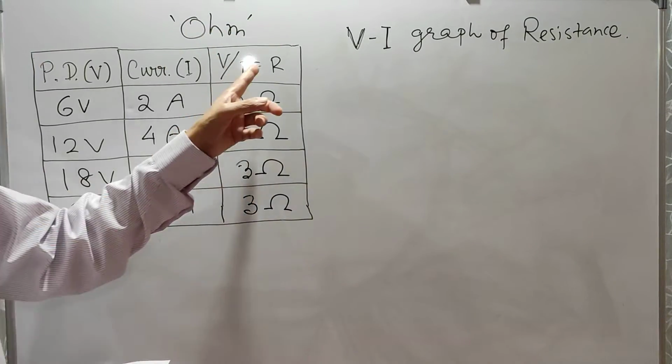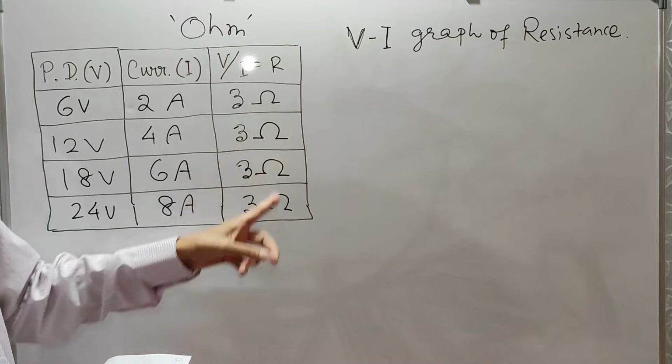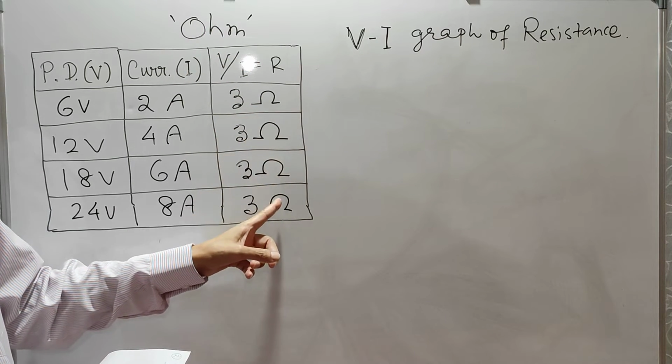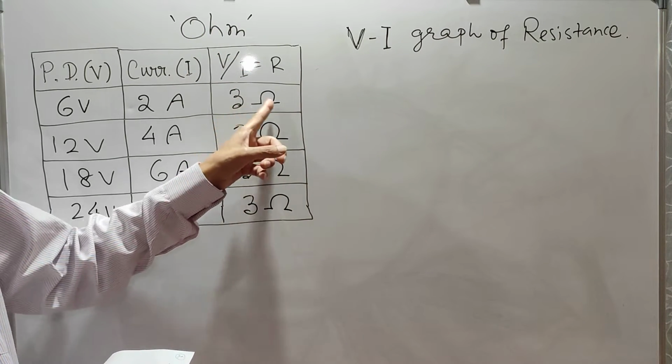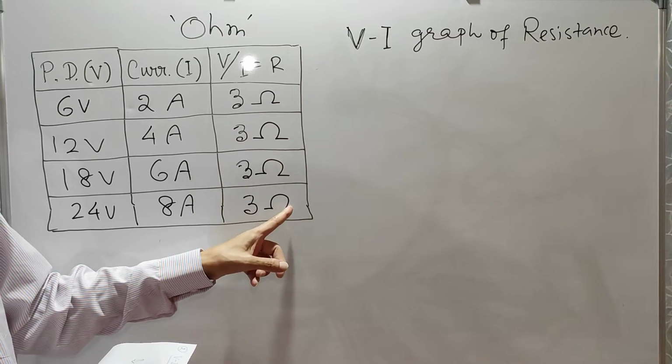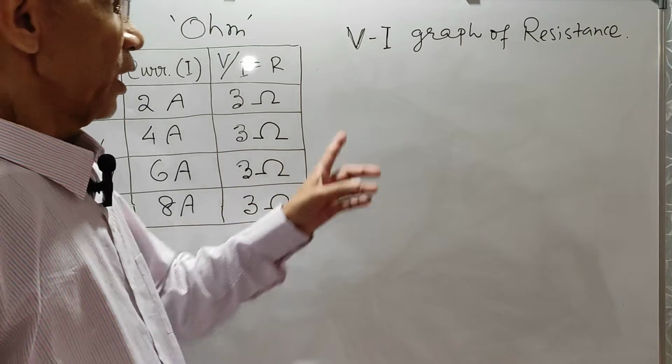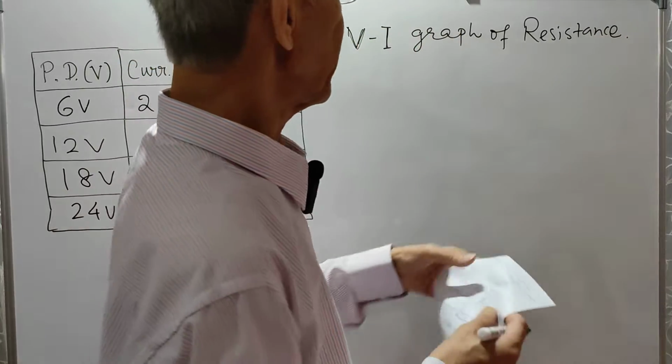SI unit of resistance is ohm, and the symbol of ohm is this Greek letter omega. So 3 ohm, 3 ohm, 3 ohm, 3 ohm. All right. Okay, now let us see the VI graph of resistance.